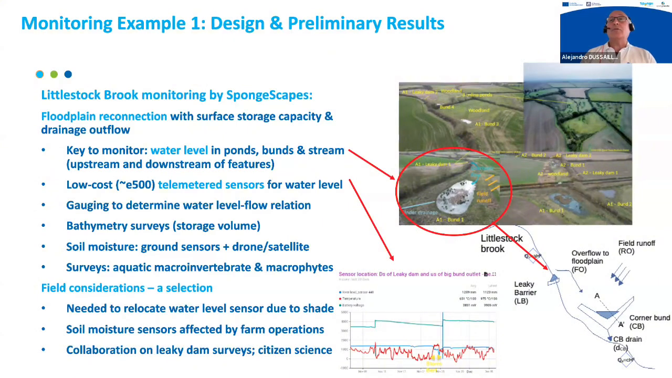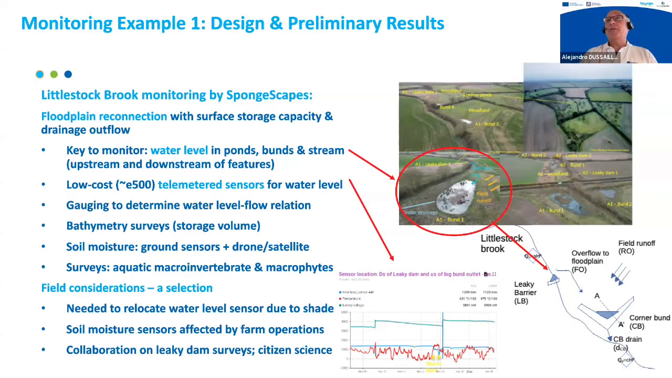These are low-cost telemetered water level sensors that actually tell us when the battery goes down, and we can go and maintain the sensors in the field. About 500 euros all combined between the structure, the small sensor, the small solar panel, the batteries, and the telemetering.